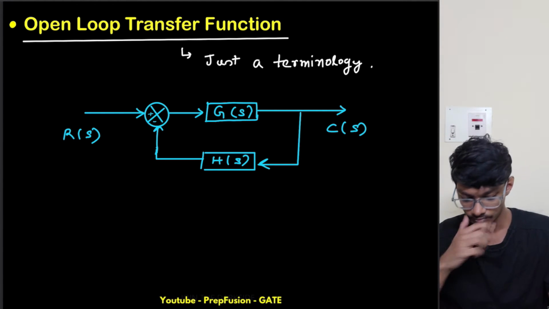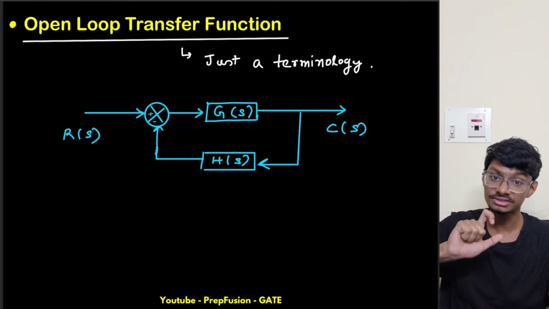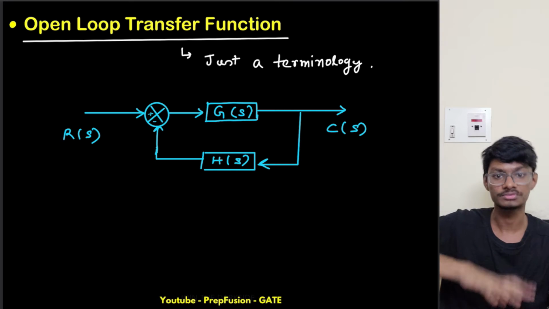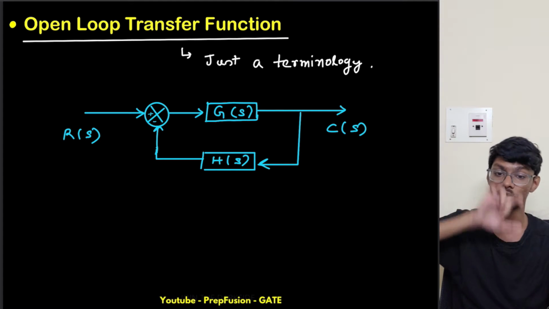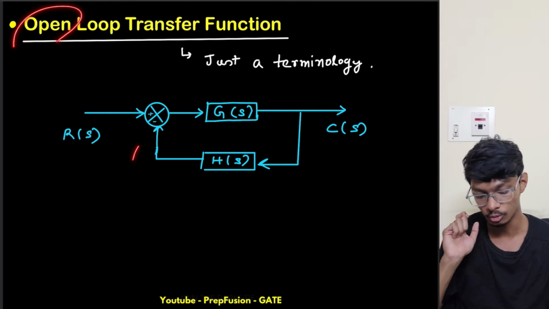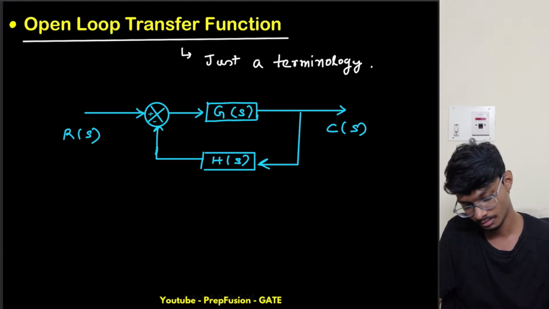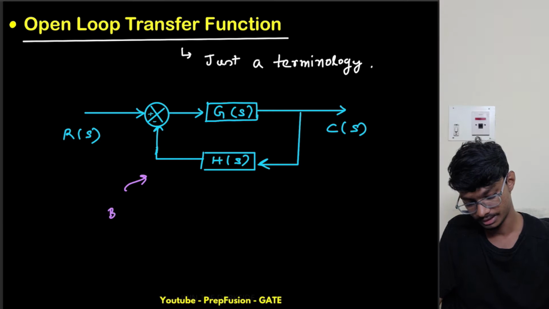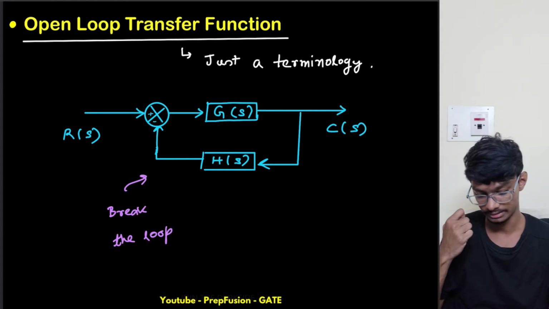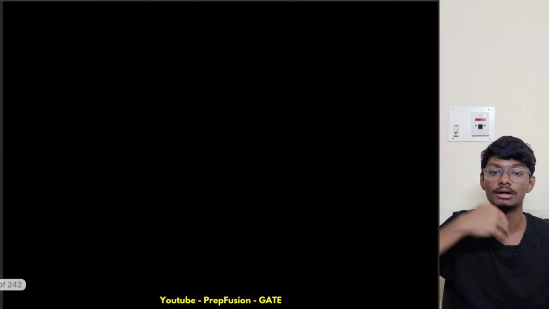So what we'll do is find the open loop transfer function. Open loop transfer function is only valid for a closed loop system. It is not valid for an open loop system. The name has open loop, but what does this mean? Basically we'll break the loop, we open the loop, and then find the transfer function. So what we do is break the loop here. We break the feedback, that is, break the loop or feedback here. Now then find the new transfer function.